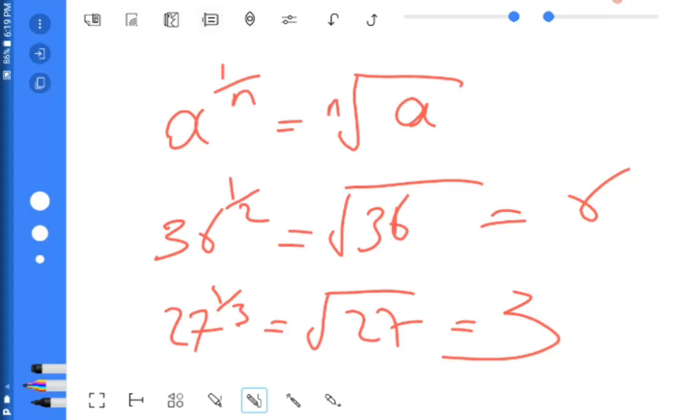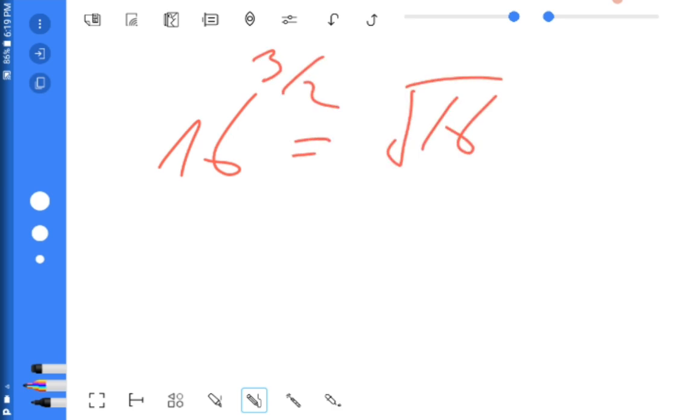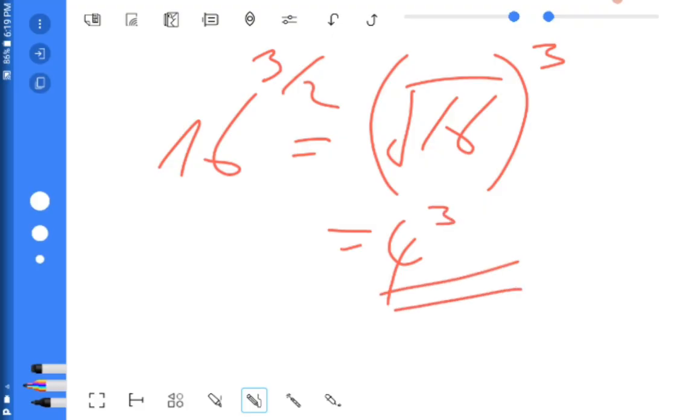Now, that same law means that if we have 16 raised to the power 3 over 2, it means the square root of 16, then raised to the power 3. Take note. And the square root of 16 is what? 4. 4 raised to the power 3 becomes your answer. So those are the laws of indices.